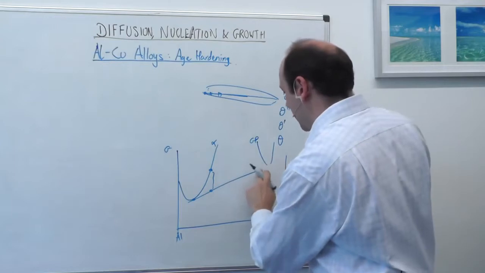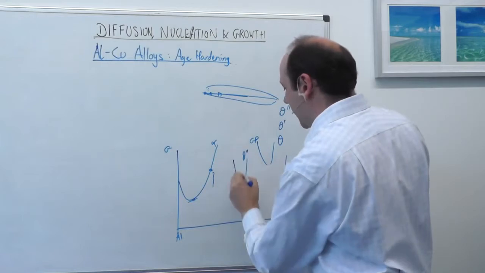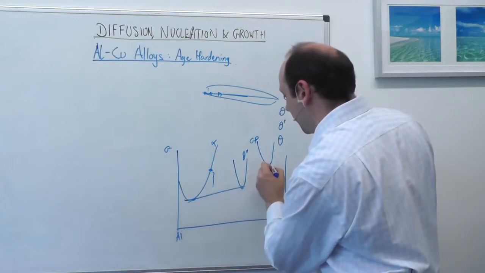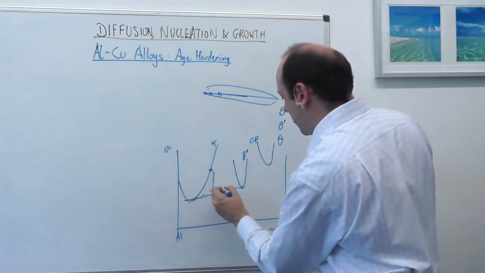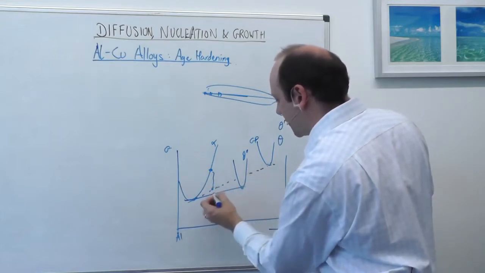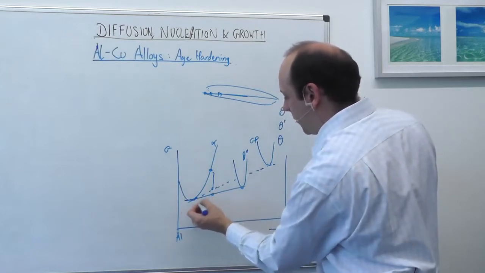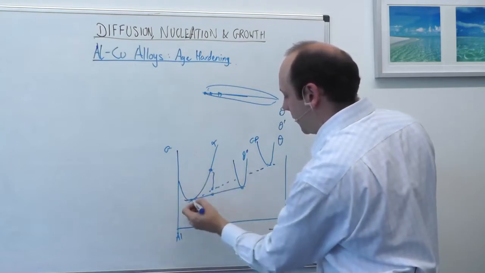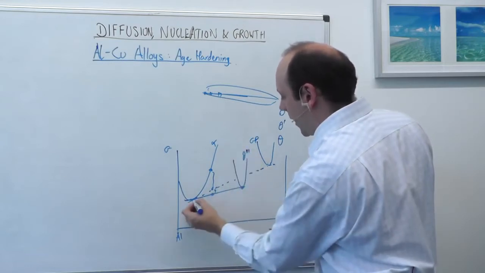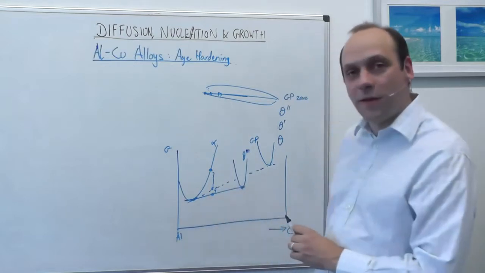Then what happens is you form a theta double prime, and that's closer in composition to the final theta phase. And then the GP zone gets consumed, and the alpha composition will move to being slightly purer, because you're going down this gradient in the tie line, and you get another bit of energy in forming theta double prime here, and the alpha's composition slightly changes. So then you get quite a lot more theta double prime forming as well.